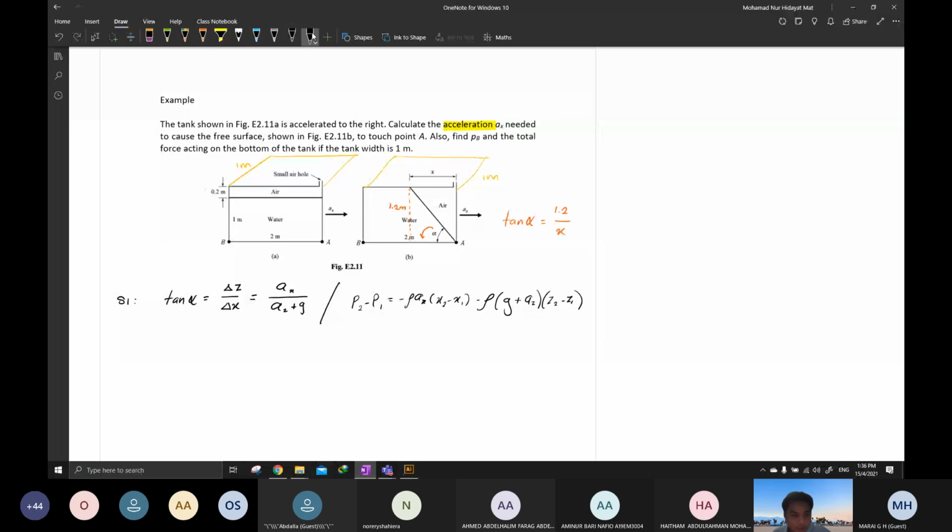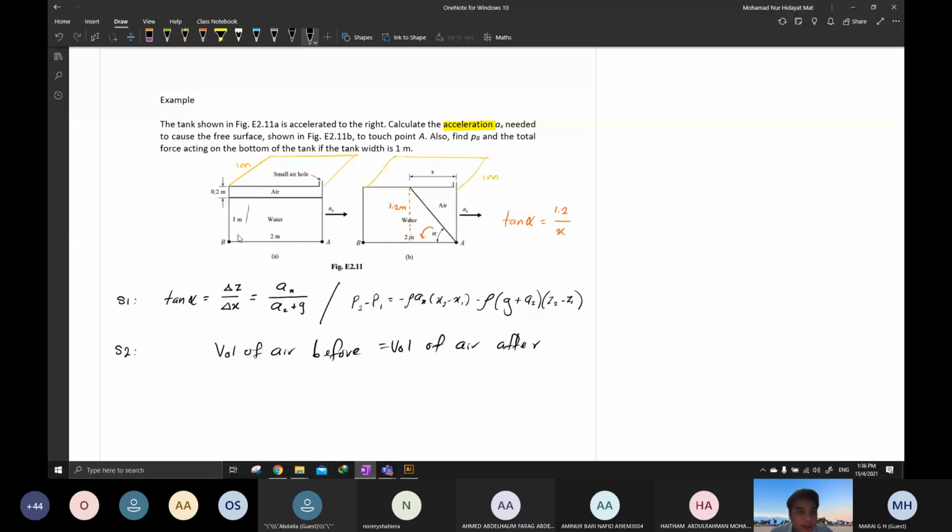Step number 2, we make the volume before equal to volume after. This is the volume of air. Volume of air before equals volume of air after. For this case, this is before.